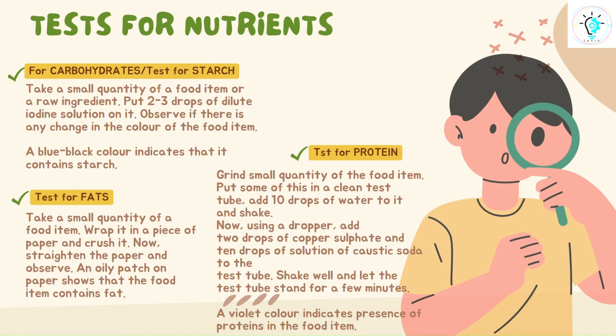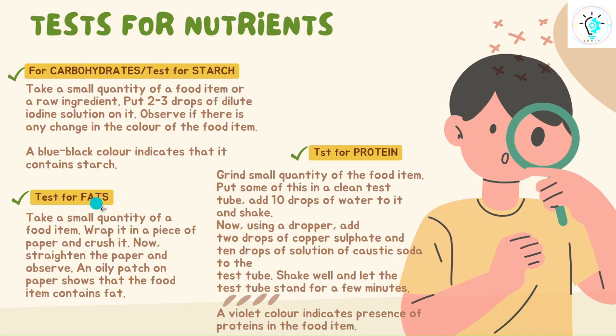How do we test for the presence of carbohydrates, proteins, and fats? Okay, for the test of carbohydrates, we have to take a small quantity of food item and put 2-3 drops of dilute iodine solution to it, which is available in a chemical lab. Okay, and after adding the dilute iodine solution, if the color of the food item changes to blue-black, then we should know that that particular food item has carbohydrates or starch present in it. Starch is a smaller form of carbohydrate. Okay, when we break carbohydrate, it becomes starch.